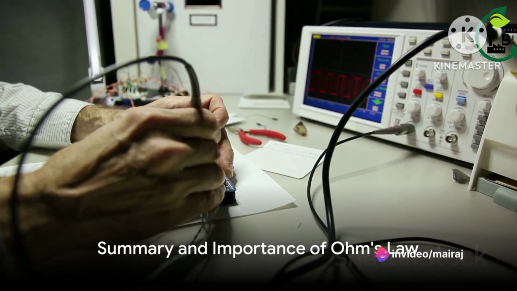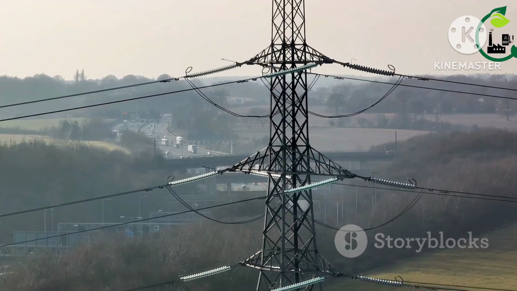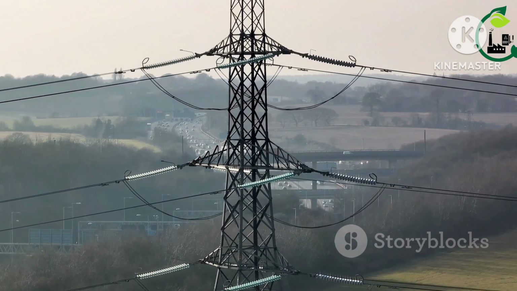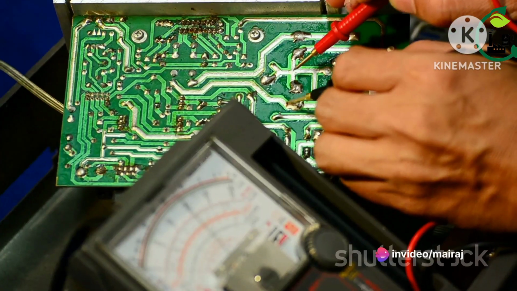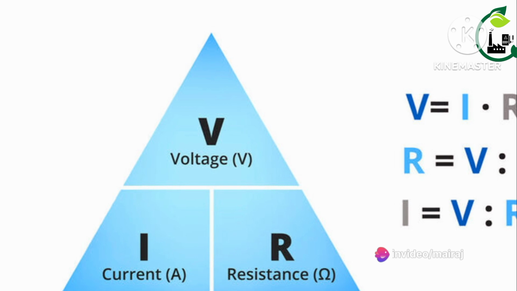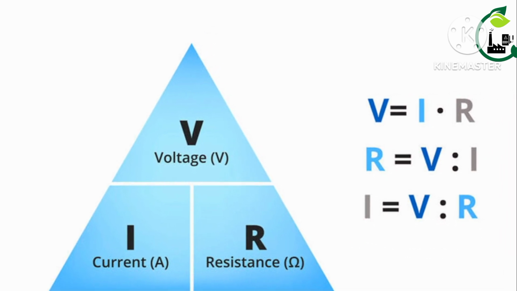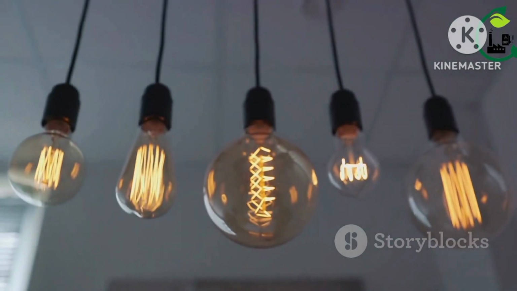In summary, Ohm's law is a critical concept in understanding how electricity works. It states that the current through a conductor is directly proportional to the voltage and inversely proportional to the resistance. This principle is represented by the equation V equals IR, where V is voltage, I is current, and R is resistance. Remember, Ohm's law is more than an equation.